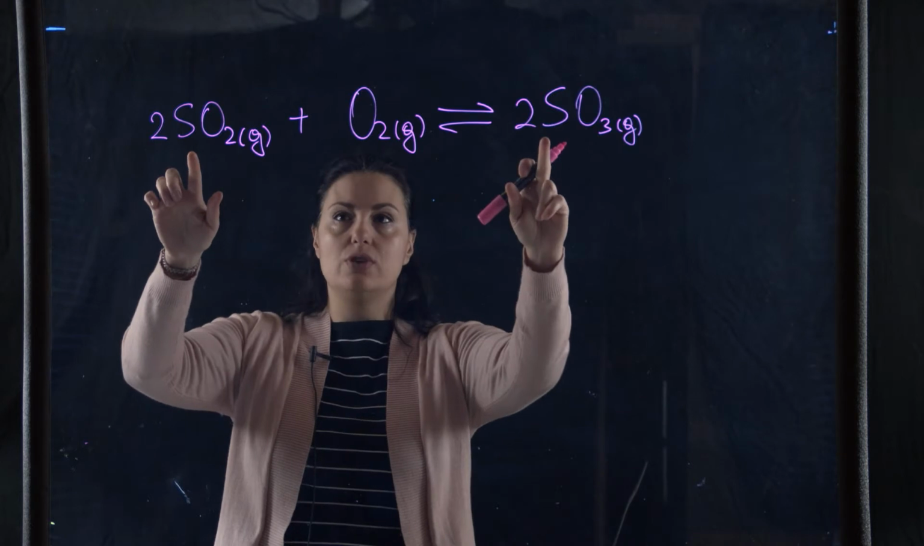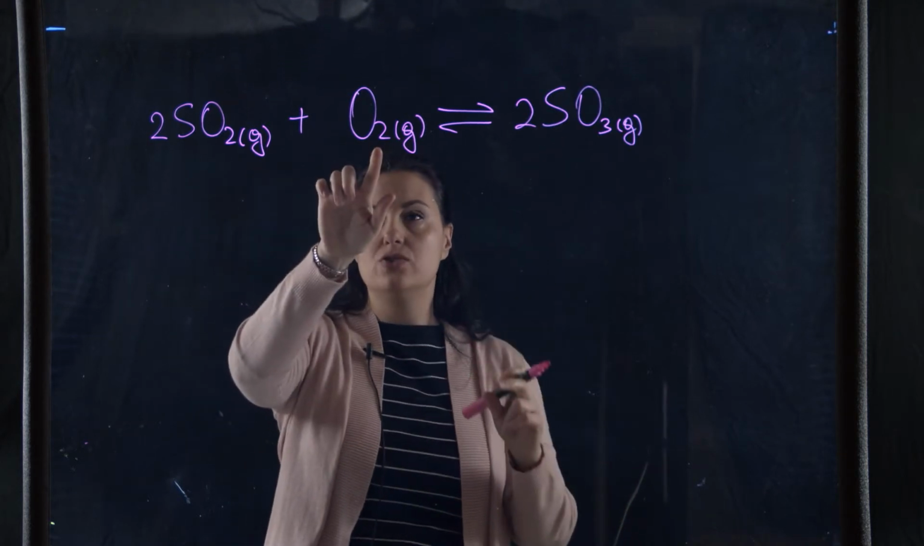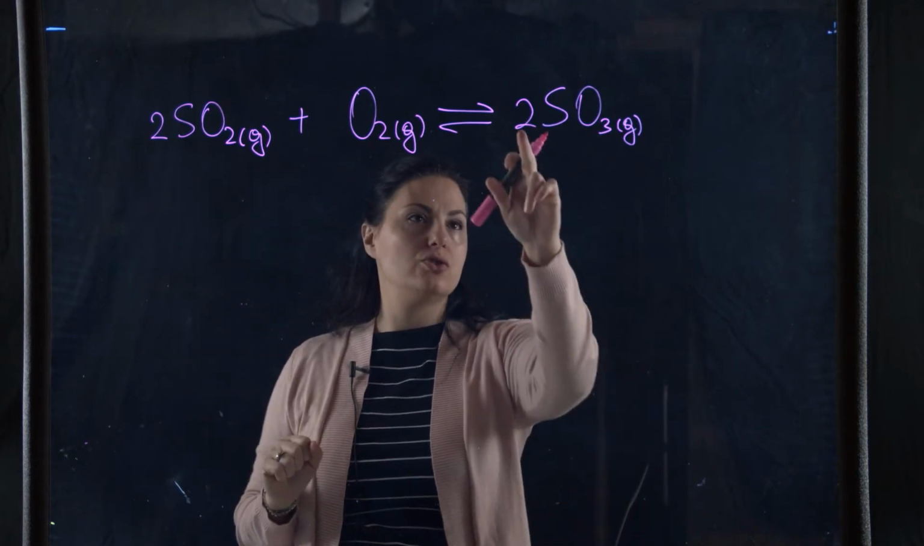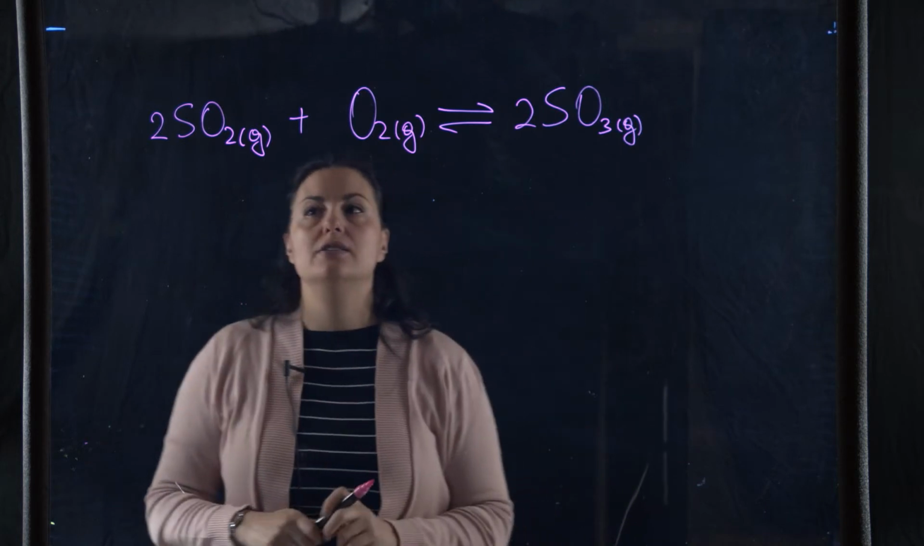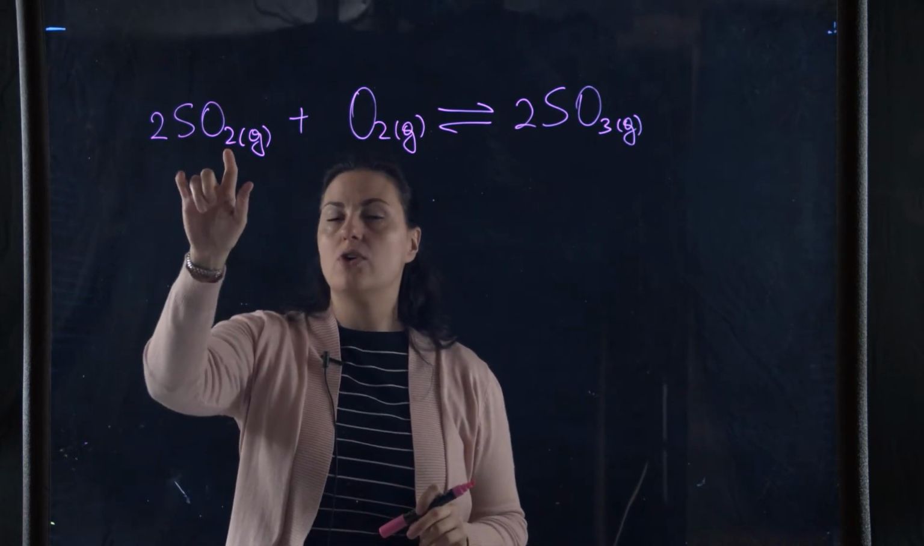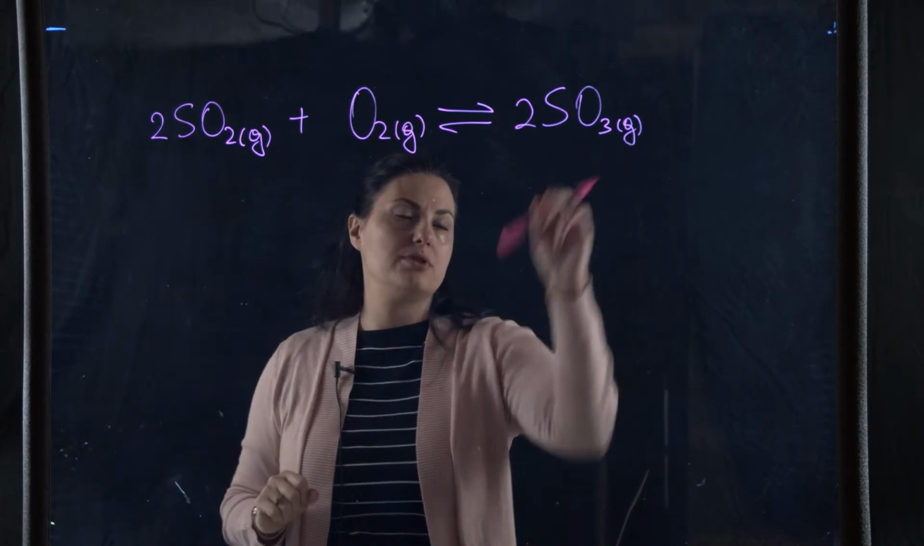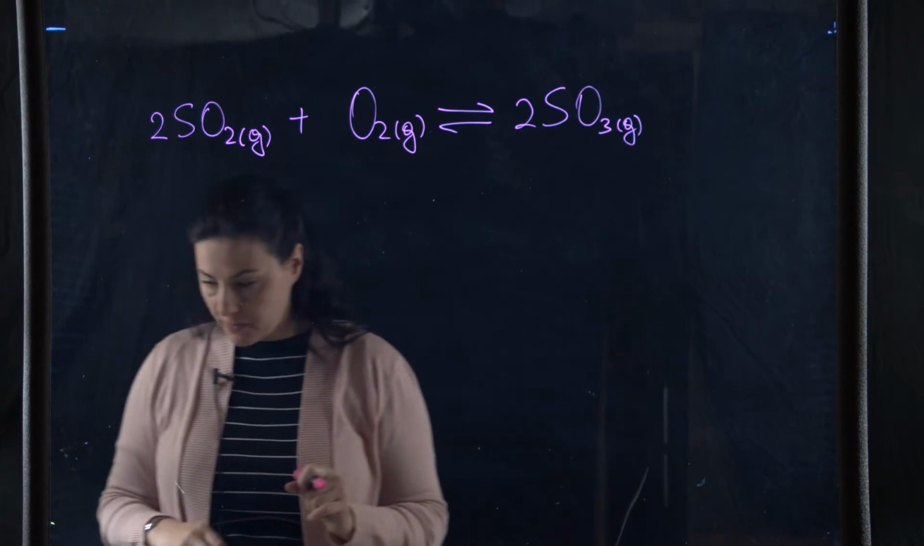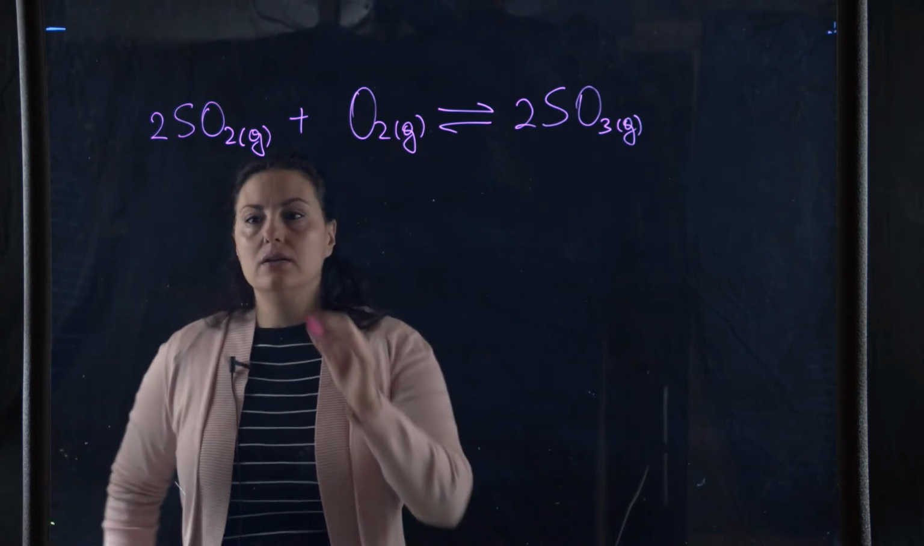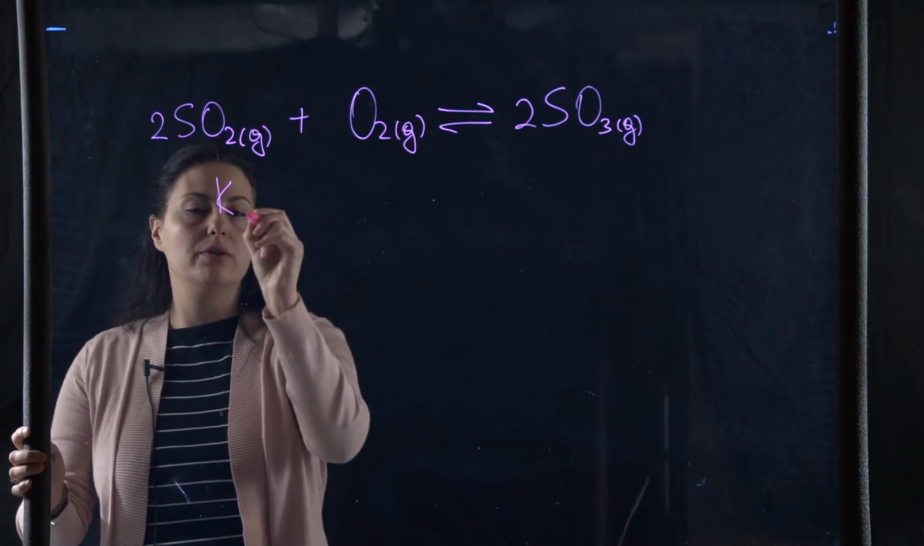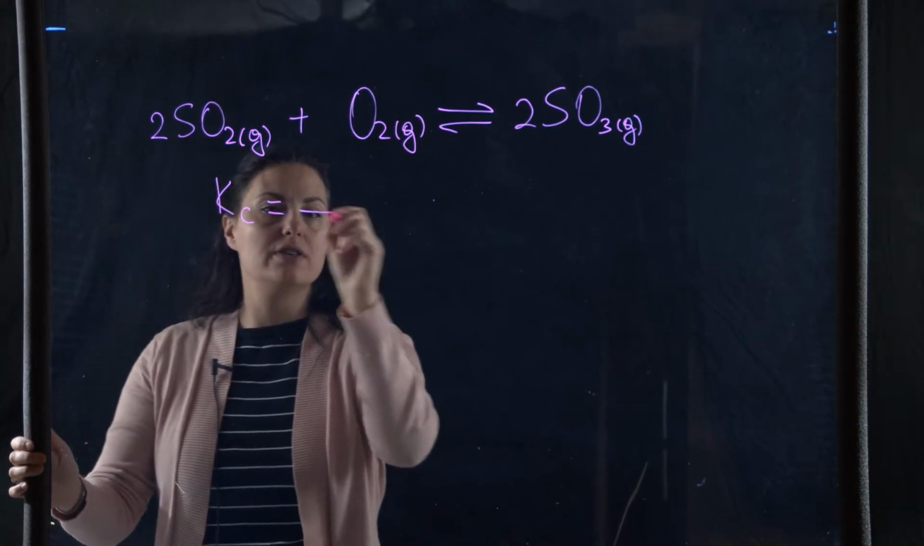2 sulfurs, 2 sulfurs, 2 and 2. There's 4 oxygens. 2 times 3. There's, 2 times 2 is 4 oxygens plus 2 is 6. 2 times 3 is 6. So it's a balanced reaction. Okay, writing an equilibrium expression Kc for this reaction.